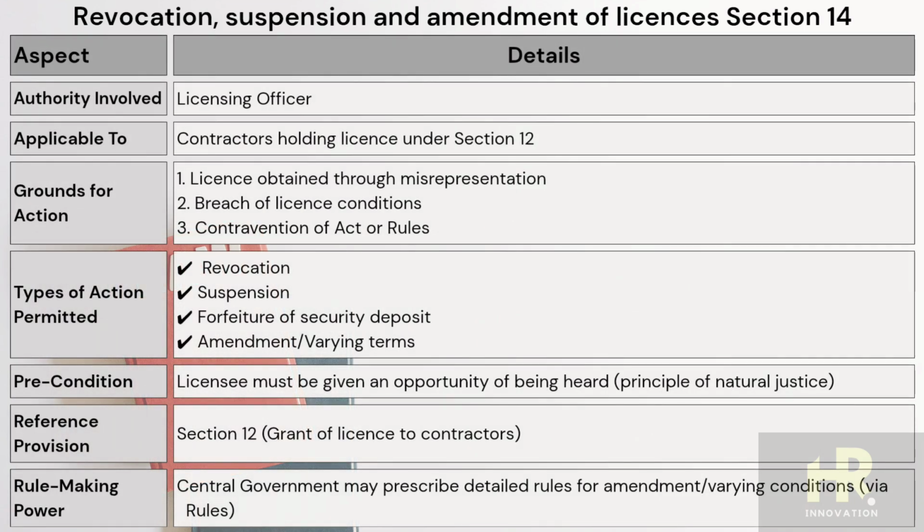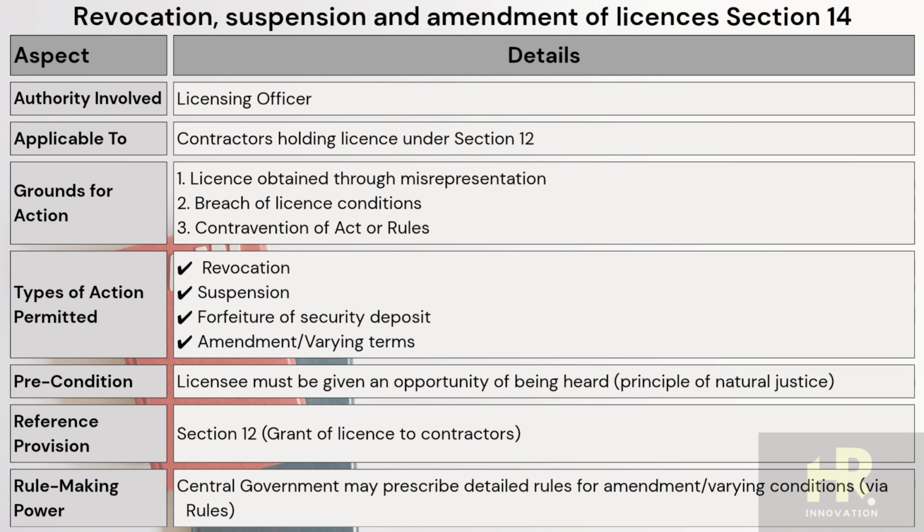In this slide, we'll explain Section 14 of the Contract Labor Act, 1970 in an easy way, which deals with the revocation, suspension, or amendment of a contractor's license. Step 1. Who can take action? The licensing officer, appointed by the appropriate government, has the authority to take action against a contractor's license. Step 2. Who is this applicable to? This applies to contractors who already have a license under Section 12.